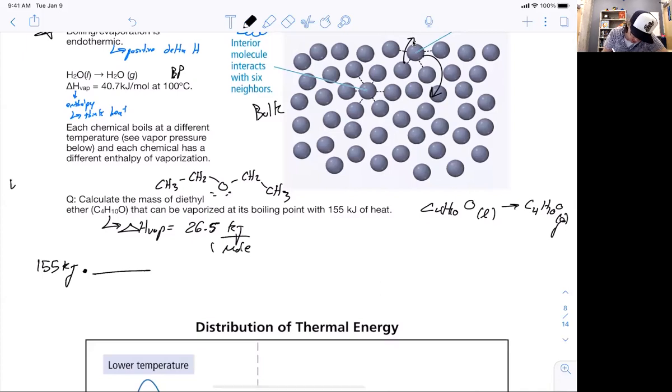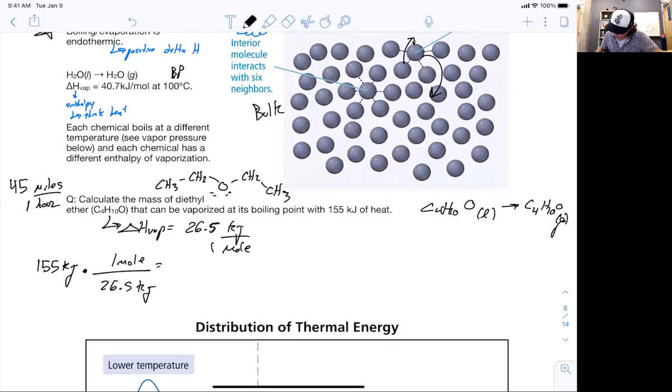So say someone tells you that they're driving 45 miles per hour. We know that MPH means miles per hour. We sometimes forget to put that 1 in there. That means 1 hour later, we have gone 45 miles. Same thing here. It takes 26.5 kilojoules to evaporate 1 mole of diethyl ether. So we'll put the kilojoules on the bottom to make sure those units go away to get moles.